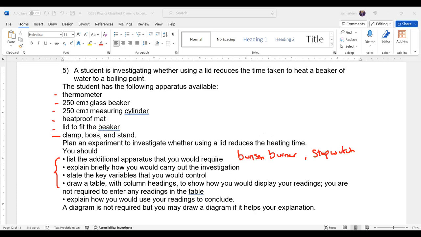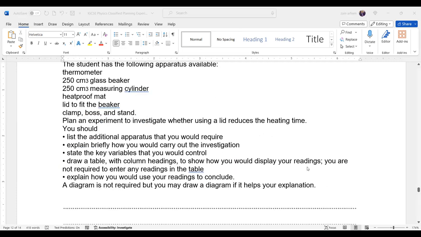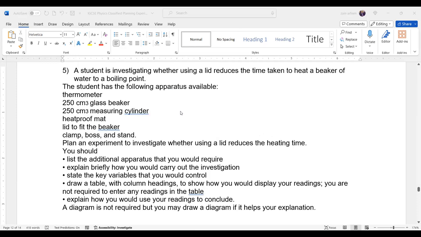Explain briefly how you would carry out the investigation, like the procedure. So how to perform this experiment. Because we are investigating how the lid affects the rate of heating, we have two types of containers available: a measuring cylinder and a beaker. But we are not supposed to change them during the experiment. Throughout the experiment, we should keep one container, because what we are investigating is how the lid affects the time taken by water to reach its boiling point.